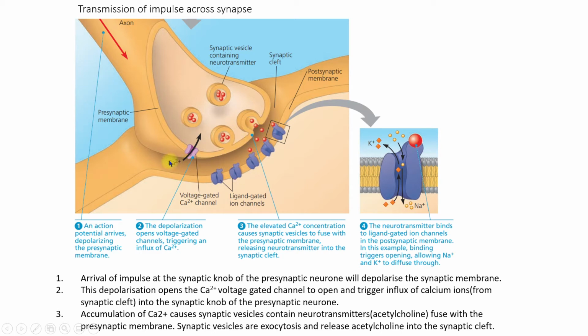So let me rephrase. Depolarization on this presynaptic membrane will trigger the influx of these calcium ions into the synaptic knob, and the accumulation of calcium ions in the synaptic knob will cause this synaptic vesicle to be exocytosed, and this will release neurotransmitters into the synaptic cleft.